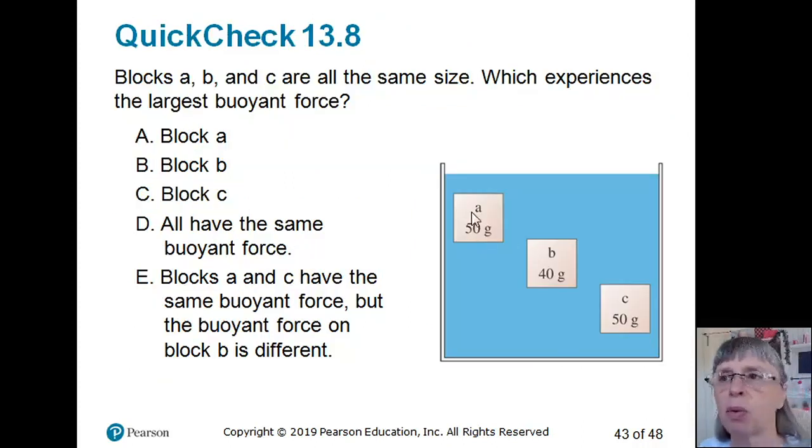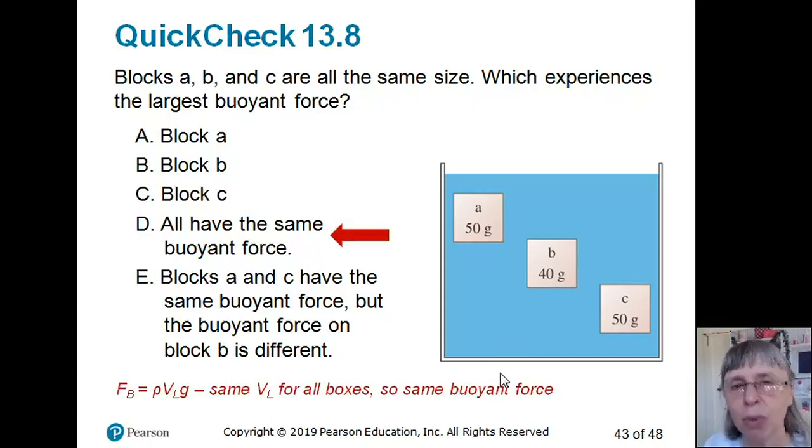So here I've got another quick check for you. We have 3 blocks. They're all underwater. Block A weighs 50 grams, Block B weighs 40 grams, and Block C weighs 50 grams. We're told they're all the same size. And you're asked, which one has the largest buoyant force? What do you think?